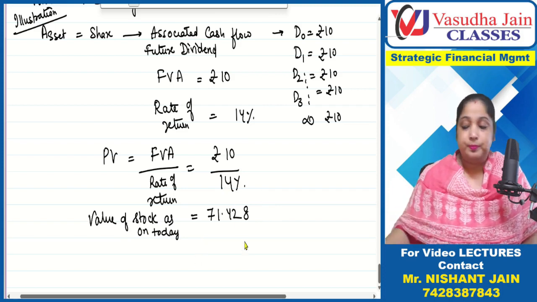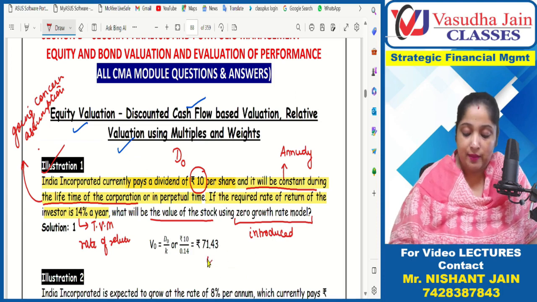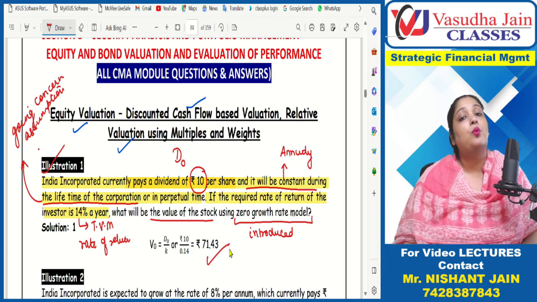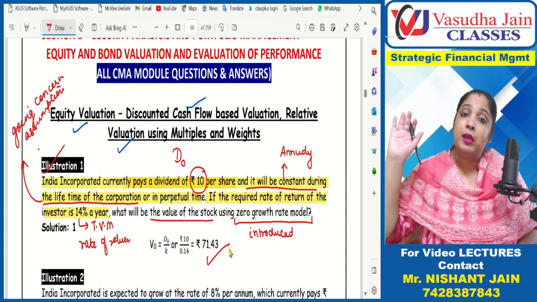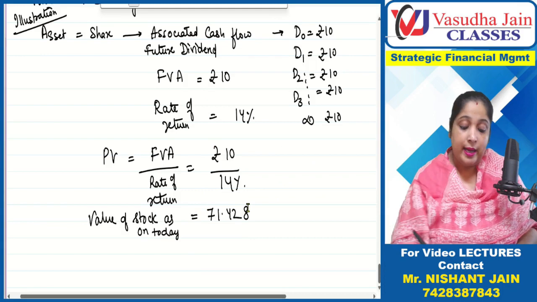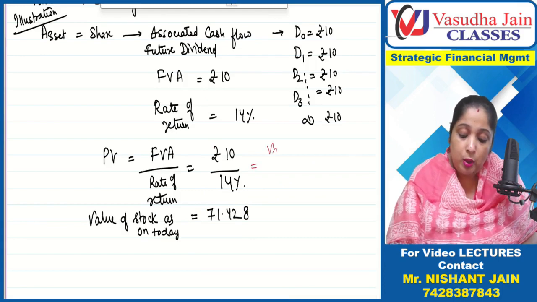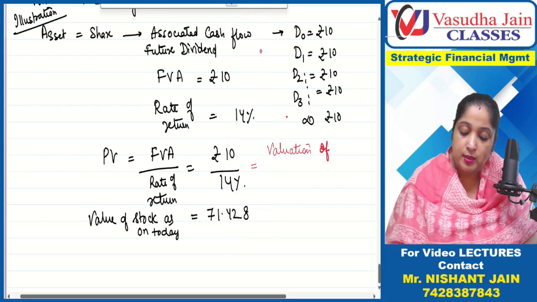Okay. Now, this is the answer which is coming, 71.43. This is the value of the asset as on today, if you want a rate of return of 14% and you want 10 rupees forever. Now what is the formula in this case? Can I write the formula for the valuation of shares? If you are talking specifically about valuation of shares, then the formula should be like what?